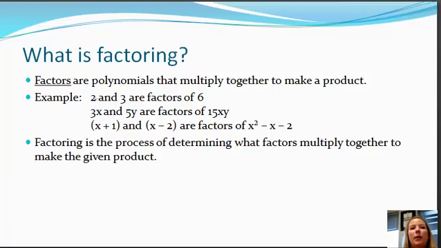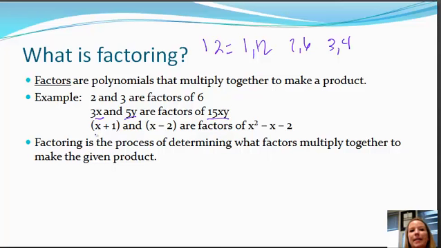Alright, so let's start talking about what factoring is. Remember that factors are what multiply together to get a number. So the factors of 12 would be 1 and 12, 2 and 6, 3 and 4, and that would be it. We can also say things like 3x and 5y are factors of 15xy, meaning if we multiplied them together, we would get this answer.